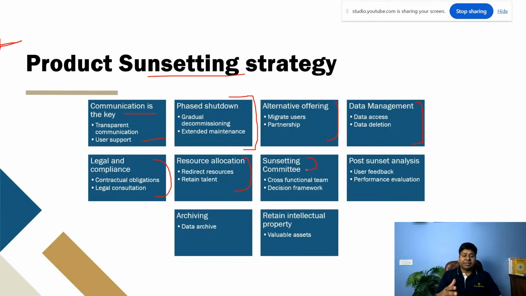Archiving, again, this is related to data strategy and retaining intellectual property. See, during the journey of the product, if we have any intellectual property, we should retain that. Right? So these are some of the strategies which we should be considering while we are deciding that now it's time to sunset the product.